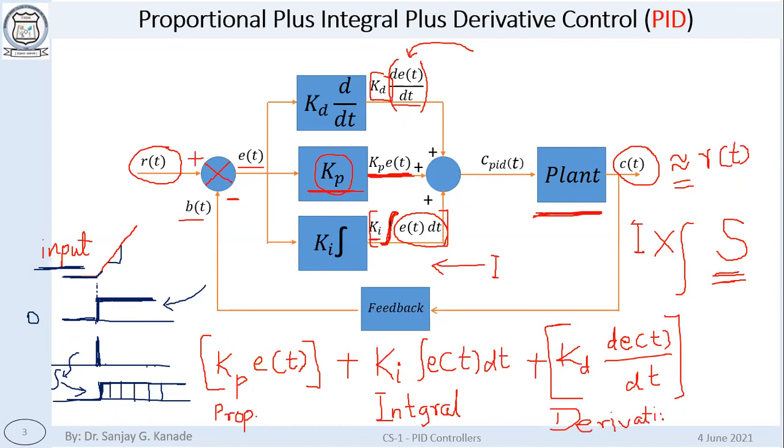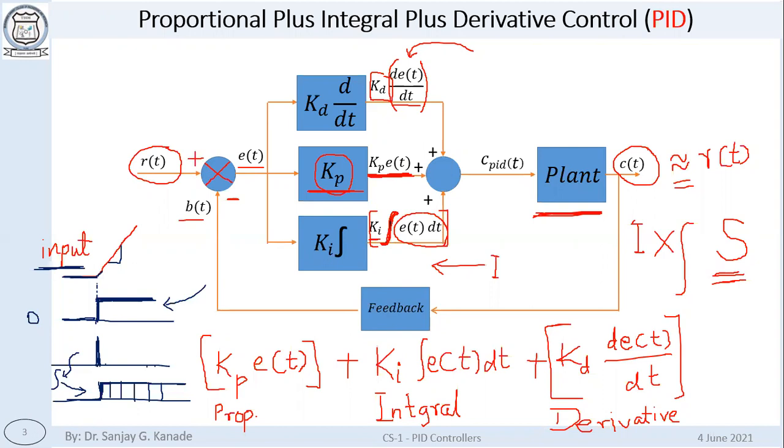Derivative. Okay, what will happen if I increase the value of ki? It will add more weightage to the integral component, or to the integration of error, right? If I increase the derivative constant kd, it will add more value to the derivative component. If I increase kp, it will add more value to the proportional component, right?